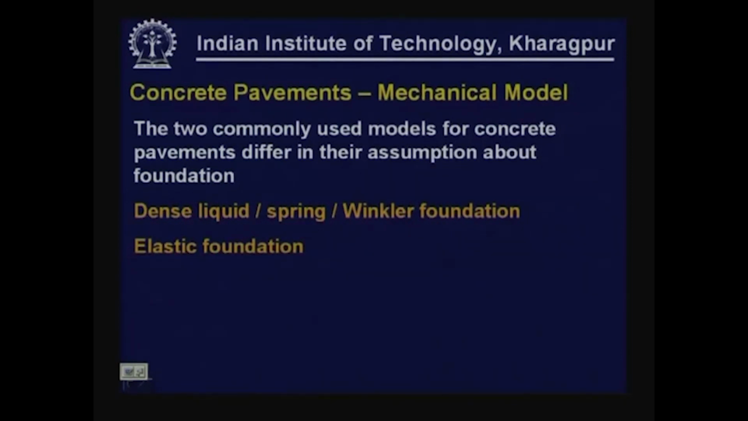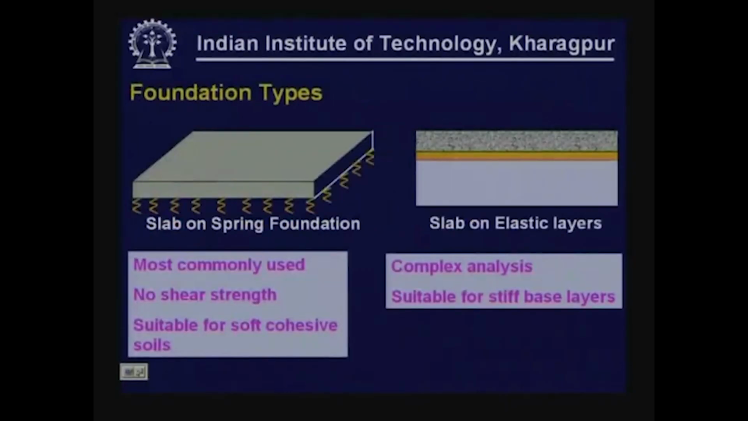We either assume the foundation to be a dense liquid or spring or Winkler foundation, they all mean the same thing. That means the foundation consists of a number of springs. Alternately, we can assume it to be an elastic foundation. This slide shows the two types of foundation. On the left hand side, you have a slab placed on a spring foundation, Winkler foundation or dense liquid foundation. This is the most commonly used foundation type for analysis of concrete pavements.